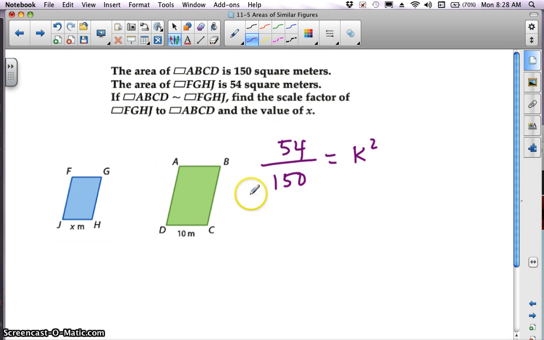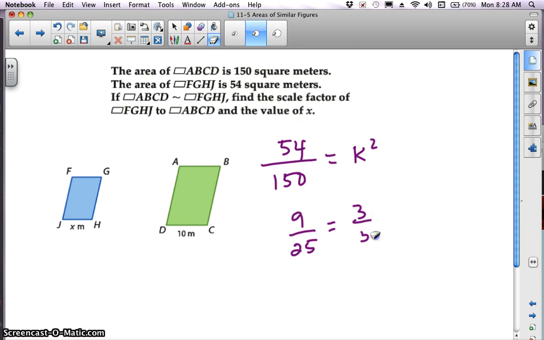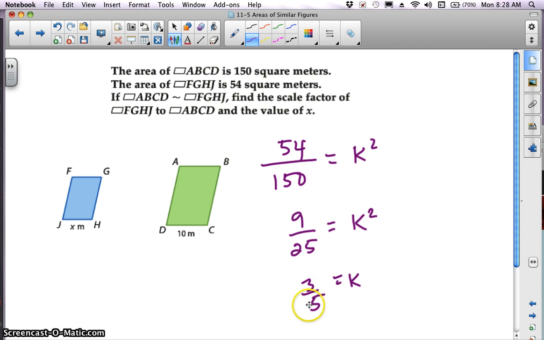When you simplify this, you get 9 over 25. So we get K squared equals 9 over 25. And then to solve for K, you get 3/5. Make sure you pause the video and understand how I got 3/5. I took the square root of both sides to get 3/5. So that is my scale factor.